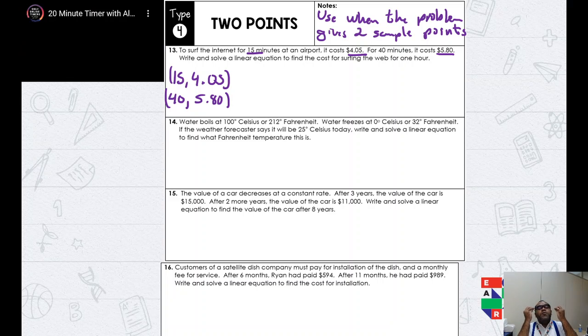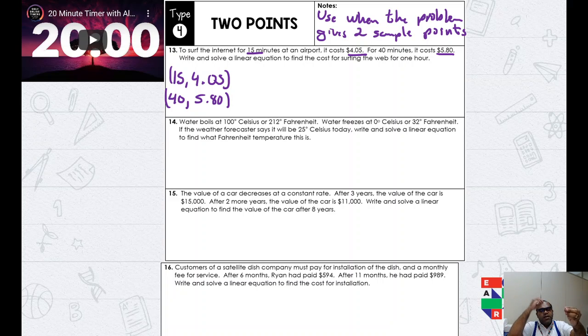And the last one, two points. It is when I give you two points, x1 y1 and x2 y2. Here, number 14. Water boils at 100 degrees Celsius, or 212 Fahrenheit. Water freezes at 0 Celsius and 32 Fahrenheit. Did you notice? x1, y1, x2, y2. And after this, if the weather forecaster says it will be 25 degrees Celsius today, write and solve a linear equation to find what Fahrenheit temperature this is.